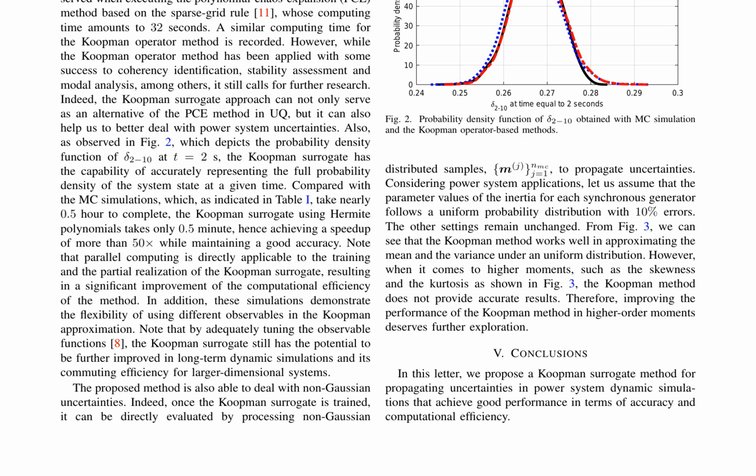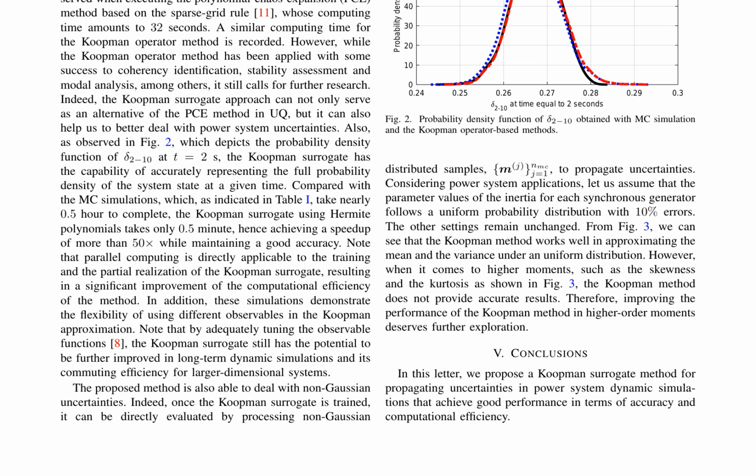Figure 2 illustrates the probability density function of the rotor angle difference at t equals 2 seconds, demonstrating that the Koopman surrogate accurately represents the full probability density of the system state at a given time. In comparison with the MC simulations, which require nearly 0.5 hours to complete, the Koopman surrogate using Hermite polynomials takes only 0.5 minutes, achieving a speedup of more than 50 times while maintaining good accuracy.